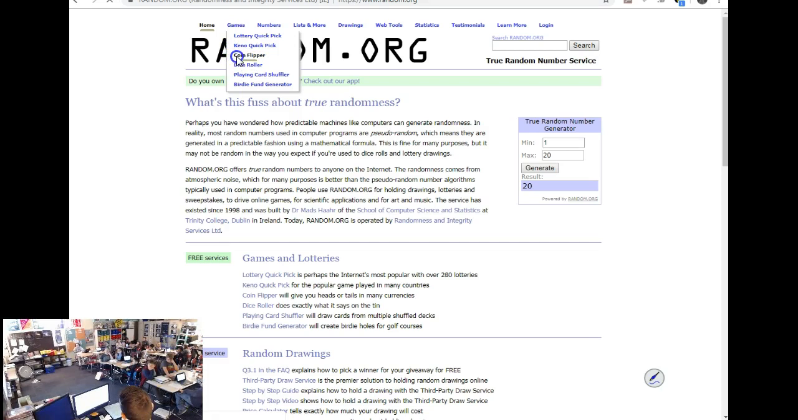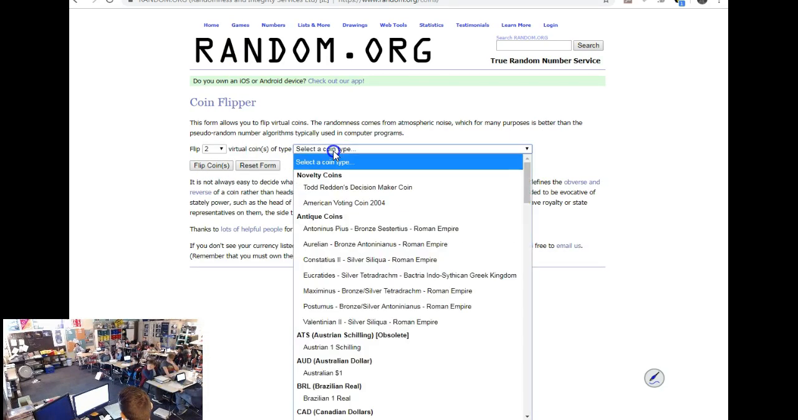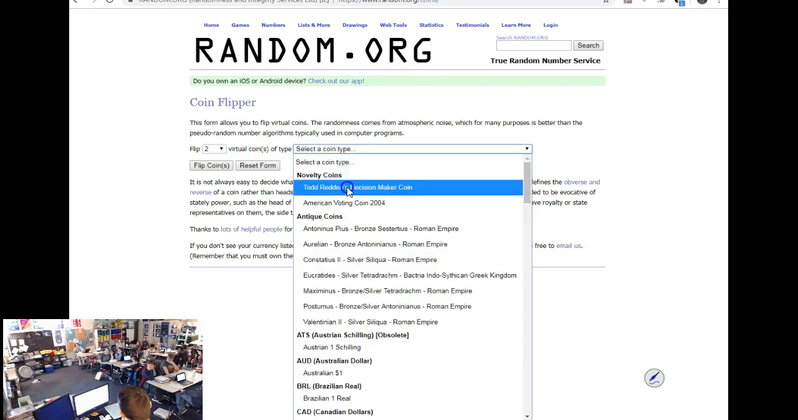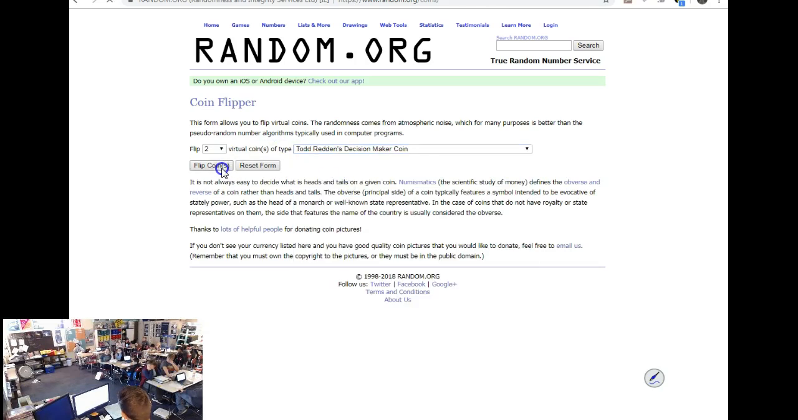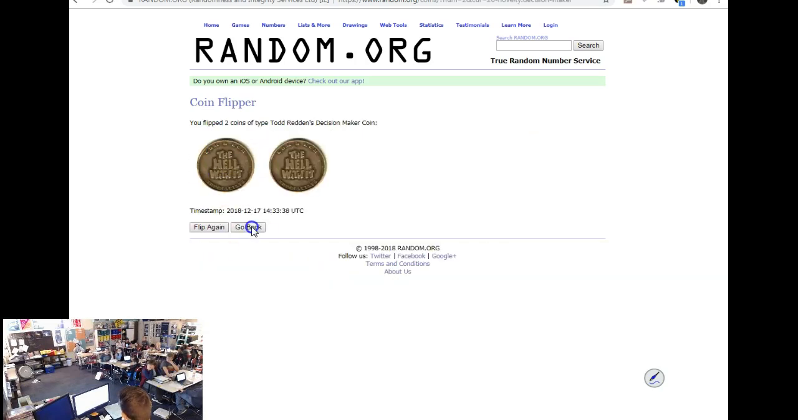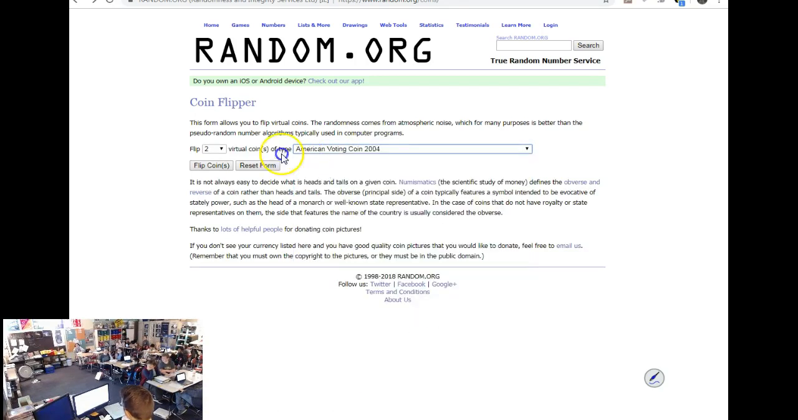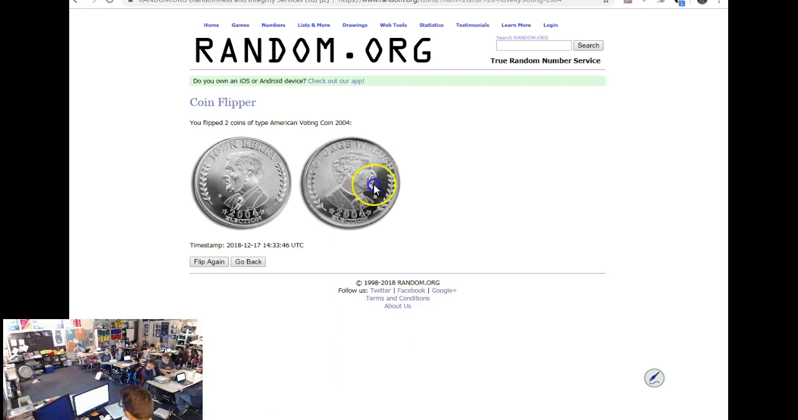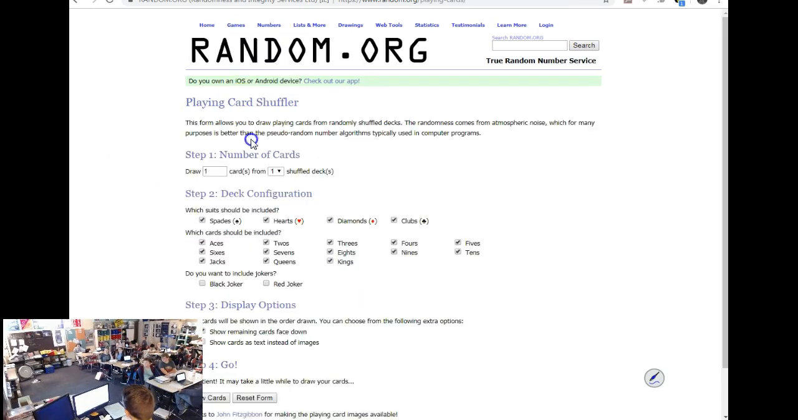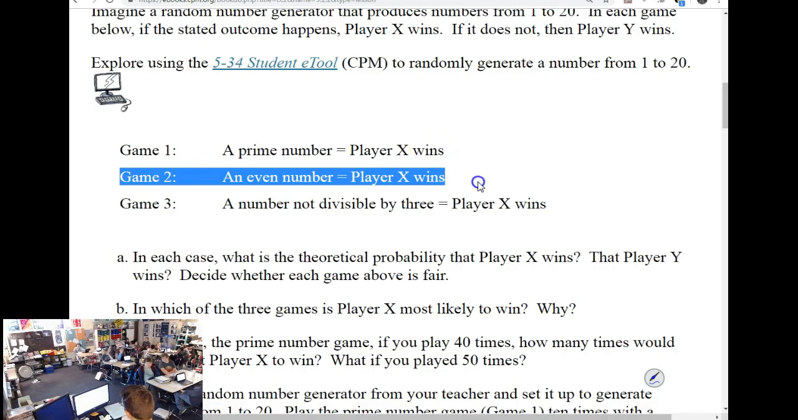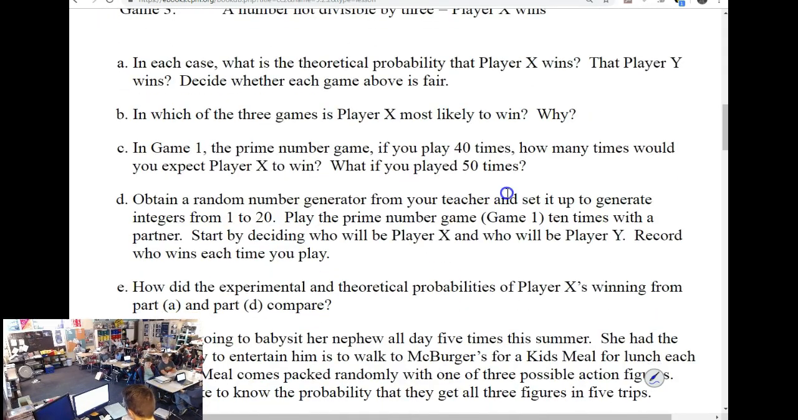So you can go and play a coin flipper game. It asks you what kind of coin you want to use, so whatever. And then you can flip them. So I'm flipping 2 coins, and apparently that says a bad word. American voting coin probably doesn't have a bad word, hopefully. So George Bush, and there's just all kinds of games here. You can go and do a card deck and set what is in the deck. So random.org, really good resource if you're trying to get randomly generated stuff from a computer.